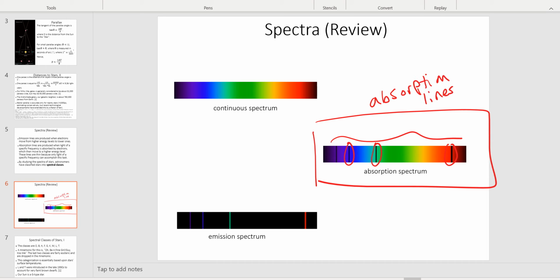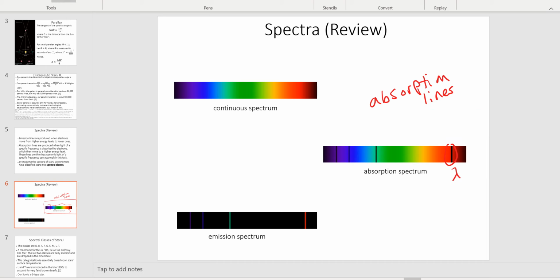or bands sometimes. And these lines correspond to, as I said, specific wavelengths of light that are absorbed by whatever atoms are in the atmosphere of the star. And this gives us a chemical fingerprint, therefore, because we can then compare these absorption lines to the known absorption lines for atoms, and we can figure out what's in the atmosphere of the star.